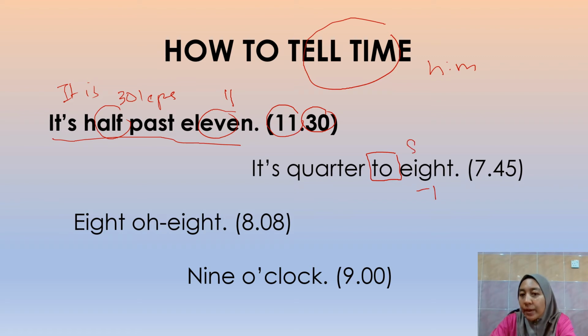Maksudnya kat sini 8 ni 8 kan? Tolak 1, tu dapat 7 kat sini. 8 tolak 1 bersamaan 7. So matematik kena betul. Nampak je perkataan tu, it's quarter. Quarter bermaksud 15. Okay, 15. So maksudnya kalau nampak tu kita mesti tolak. Tolak kan. So 60 tolak 15 minit. Ya betul. 60 tolak 15 kita dapat 45.